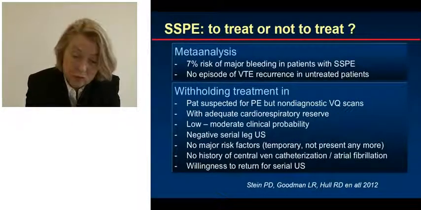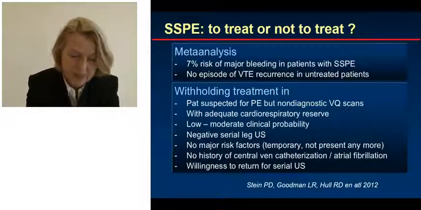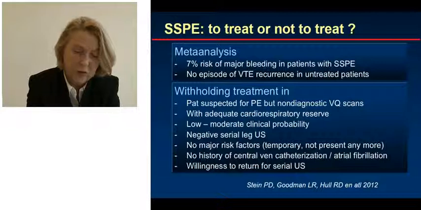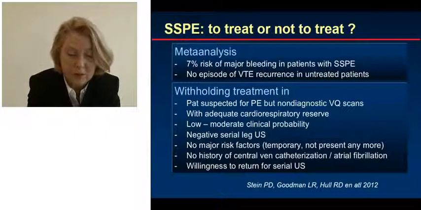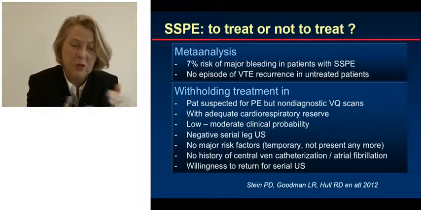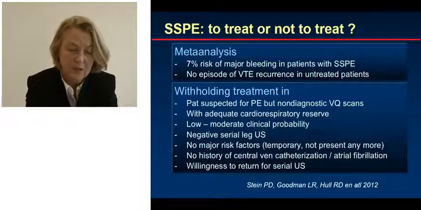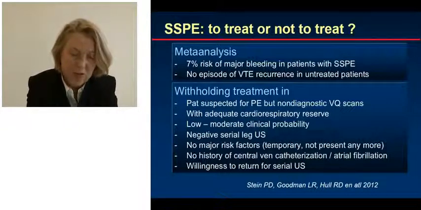To treat or not to treat if the patient has only peripheral subsegmental pulmonary emboli. There has been a meta-analysis, and they found a substantial number, 7%, risk of major bleeding in patients who have been treated for subsegmental pulmonary emboli. On the other hand, there was no episode of recurrent VTE in untreated patients. So this alludes to the balance between risk of treatment on one side and necessity to treat those patients. And the result of that study was that withholding treatment may be safe under certain conditions.